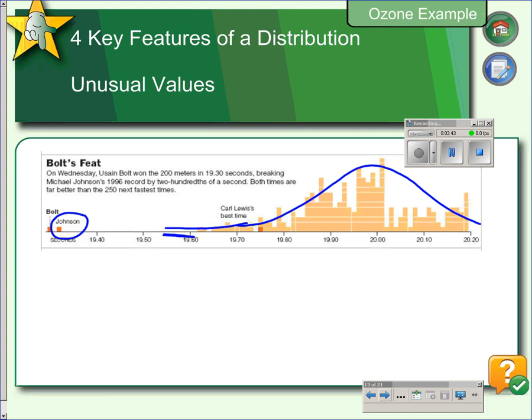In the next couple videos, we will talk about center and spread.